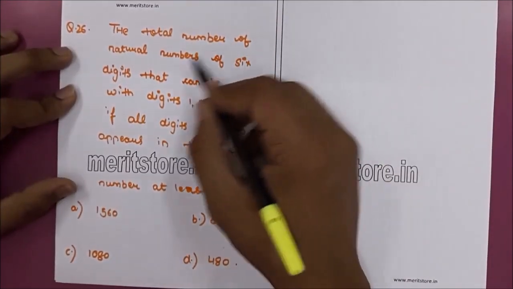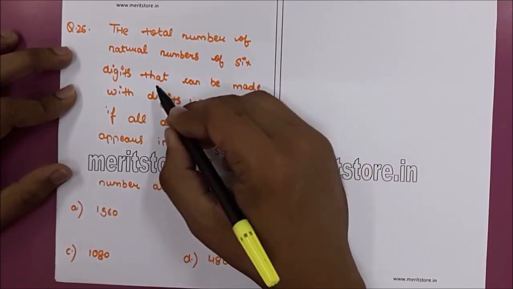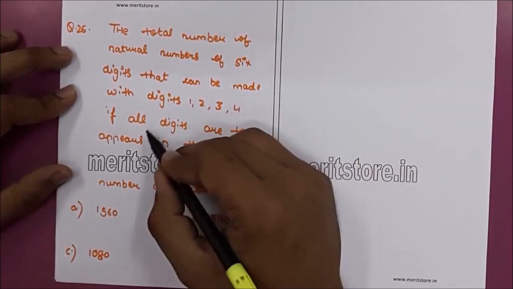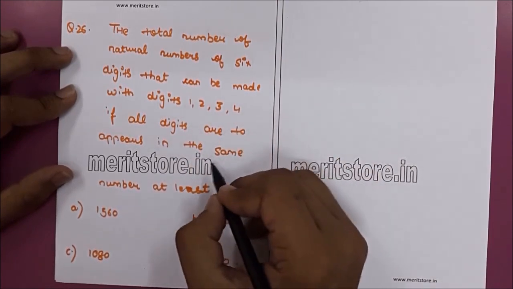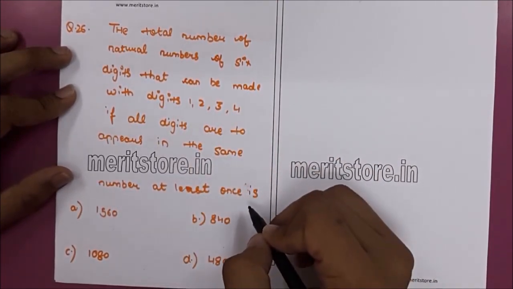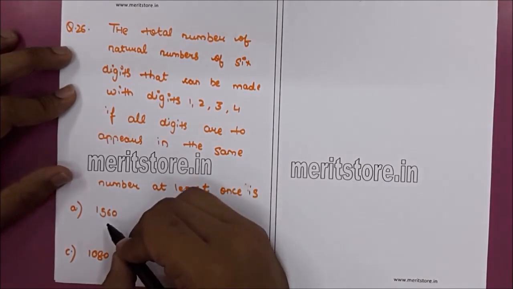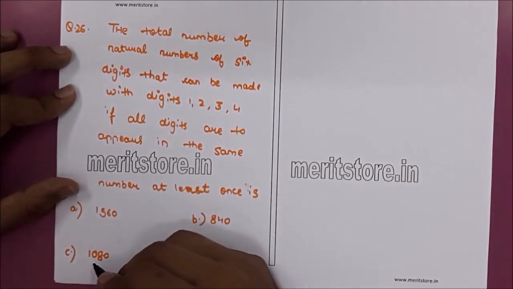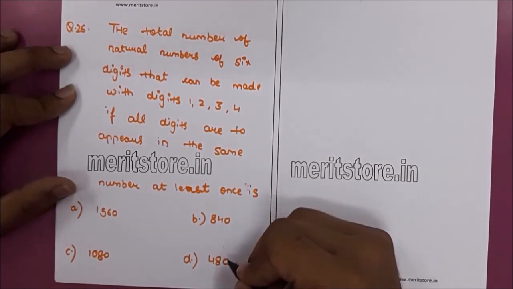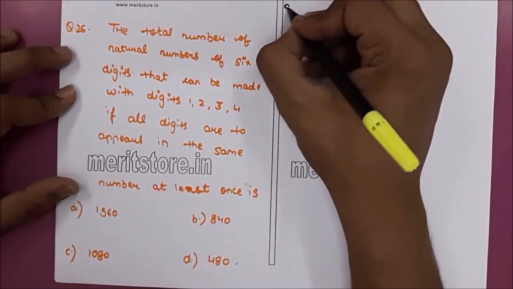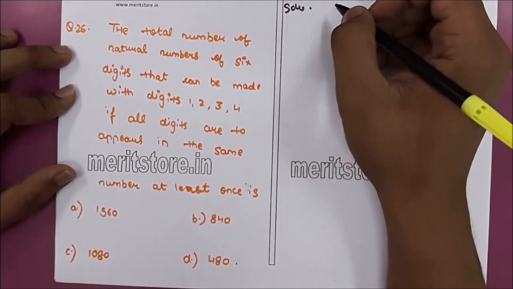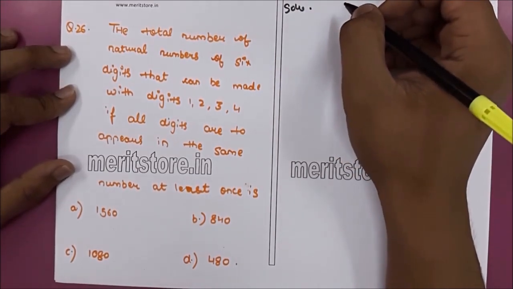The total number of natural numbers of 6 digits that can be made with digits 1, 2, 3, 4 if all digits are to appear in the same number at least once is option A 1560, option B 840, option C 1080, option D 480. Therefore, the solution is there can be two types of numbers.